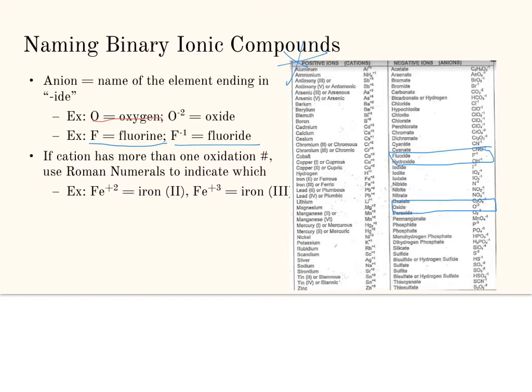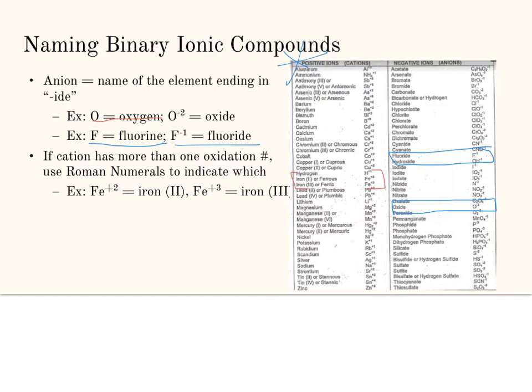Well, there are certain elements on the periodic table that can have multiple oxidation numbers. Remember, oxidation numbers are those numbers that tell us what the charge of that atom will be when it gains or loses electrons in order to get to its full outer shell. If you have an element such as iron, Fe, iron can have multiple oxidation numbers. And so on the cation side of this chart, if I look for iron, I see iron can have a +2 charge, or iron can have a +3 charge.